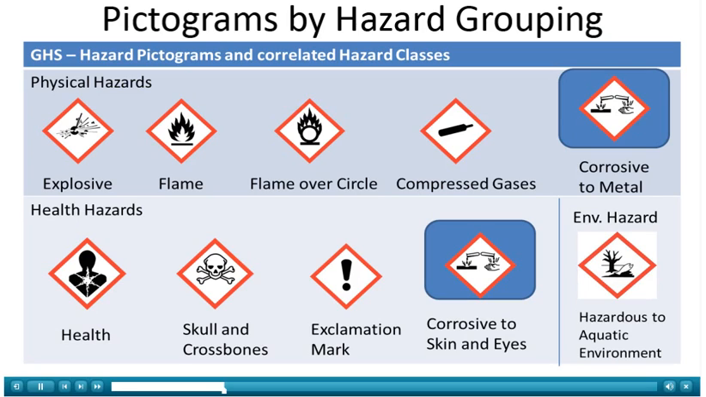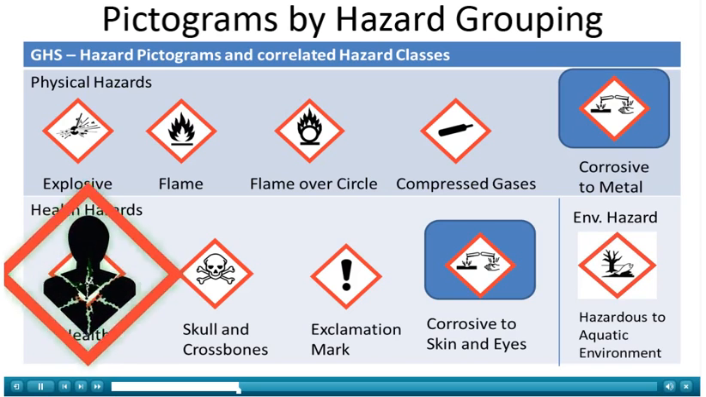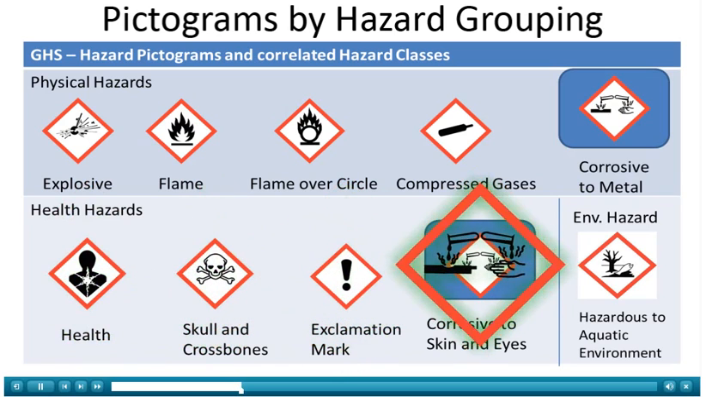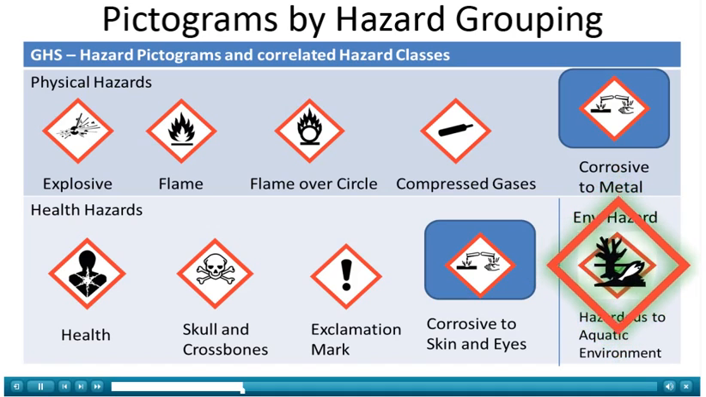Pictograms by hazard grouping. If a hazardous chemical, substance or mixture represents a physical hazard to a worker, it will be listed and identified on the chemical label as one of the 5 GHS pictograms you see above. Explosive. Flame. Flame over circle. Compressed gases. Corrosive to metal. If a hazardous chemical, substance or mixture represents a health hazard to a worker, it will be listed and identified on the chemical label as health. Skull and crossbones. Exclamation mark. Corrosive to skin and eyes. Hazardous to aquatic environment.